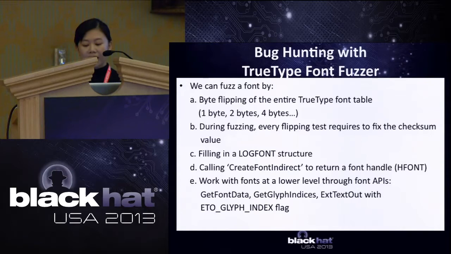Some important functions are needed to ensure the fuzzer works. The first is the LOGFONT structure. This structure plays an important role in defining the font attributes. Calling the CreateFontIndirect function should be able to return a font handle. However, the function is unable to work with lower level font APIs. Therefore, API functions such as GetFontData, GetGlyphIndices, or ExtTextOut with the ETO_GLYPH_INDEX flag are able to fix this problem.